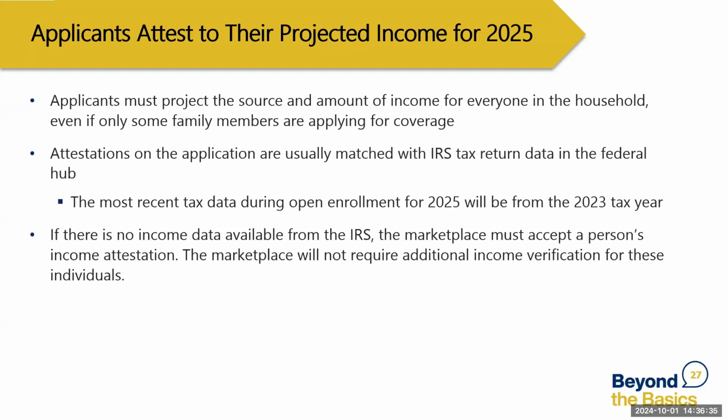Now remember, going back to our household and income rules, people need to report income for everyone in the tax household. These attestations then are usually matched with IRS tax return data in the federal data hub that Shelby described. The most recently available data in the federal hub will be from 2023, because for 2024, people haven't even filed their taxes yet. So 2023 is the most recent that they have, which presents some obvious complications since people's household composition and income often change from one year to the next. So the data in the hub is not as fresh as might be ideal.